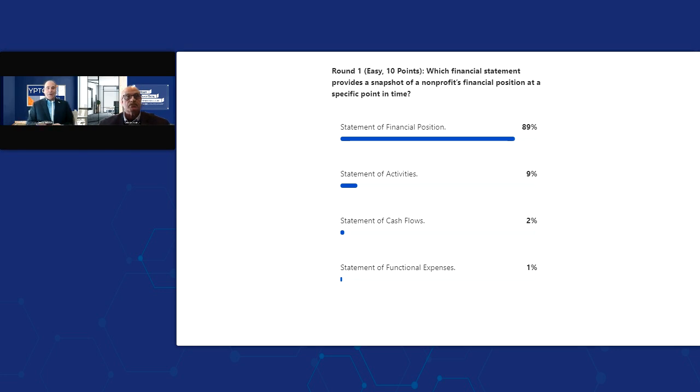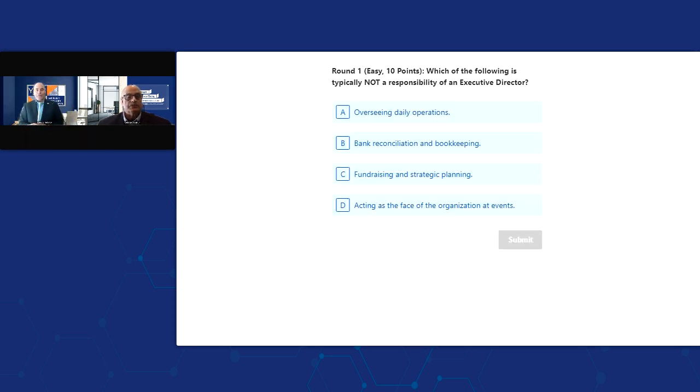All right, our next question, number 3 of our first round. Which of the following is typically not a responsibility of an executive director? So which one is not a responsibility? Is it A, overseeing the daily operations, B, bank recs and bookkeeping, C, fundraising and strategic planning, or D, acting as the face of the organization at events?